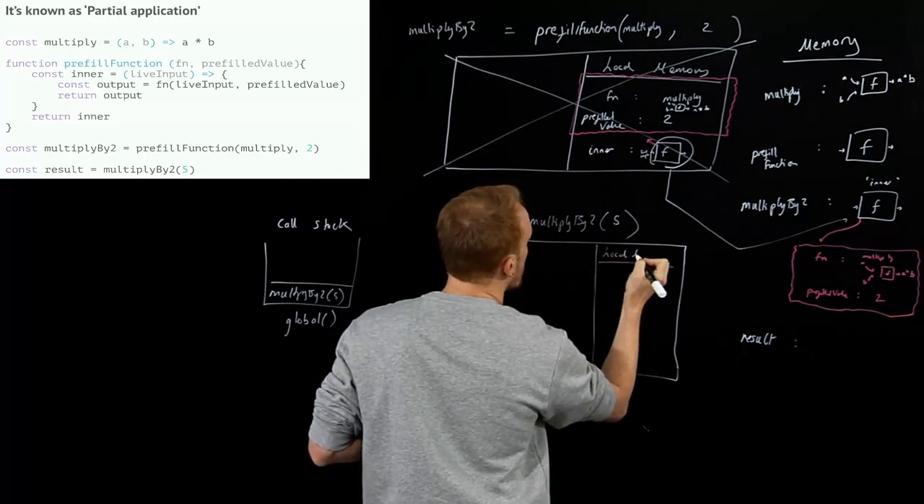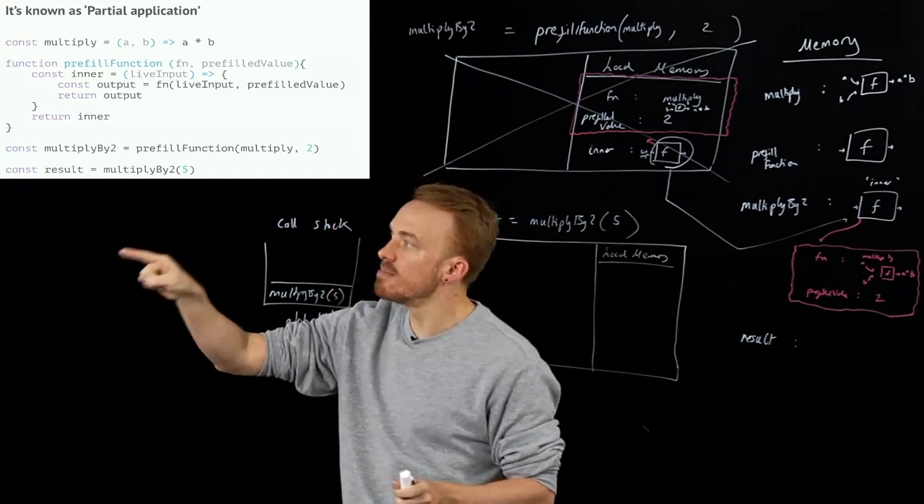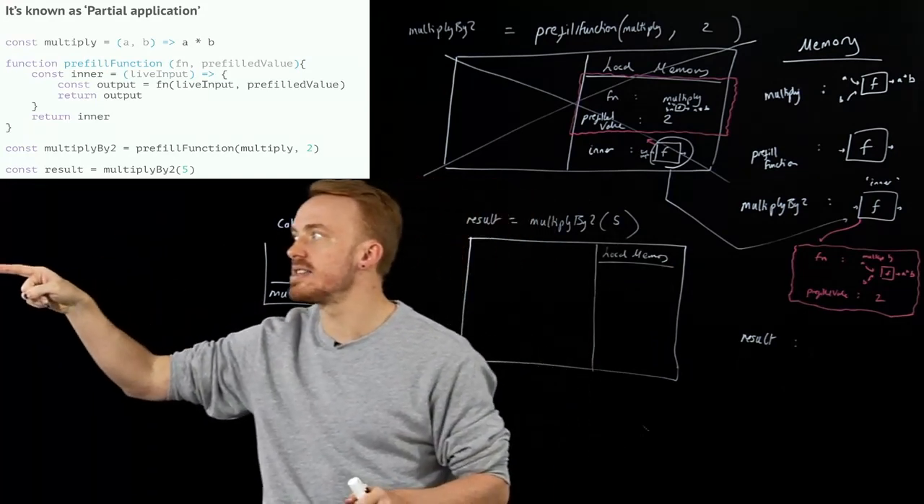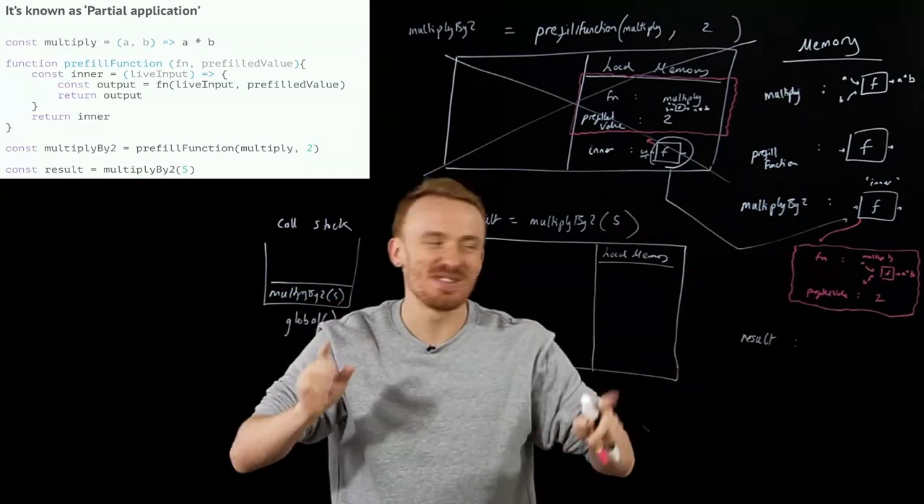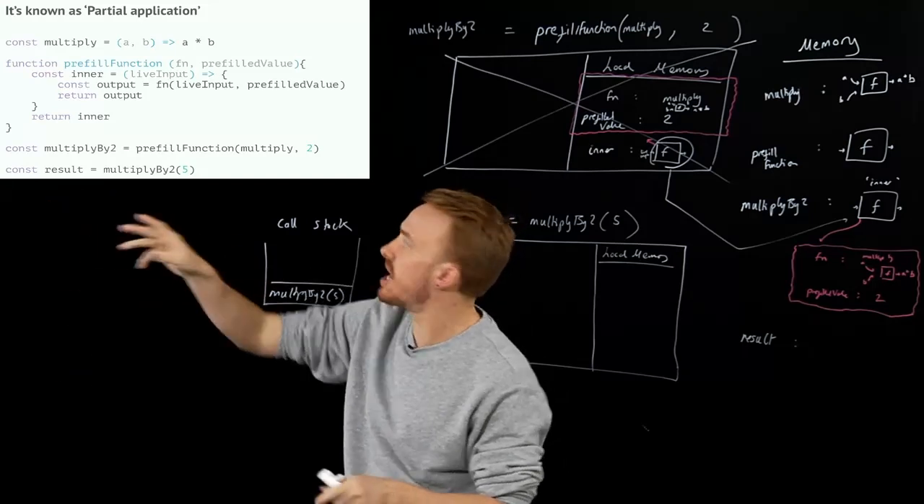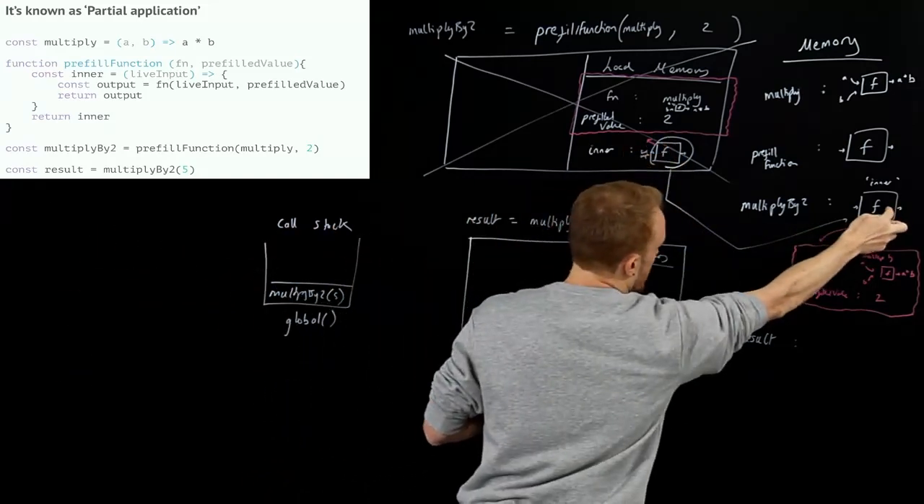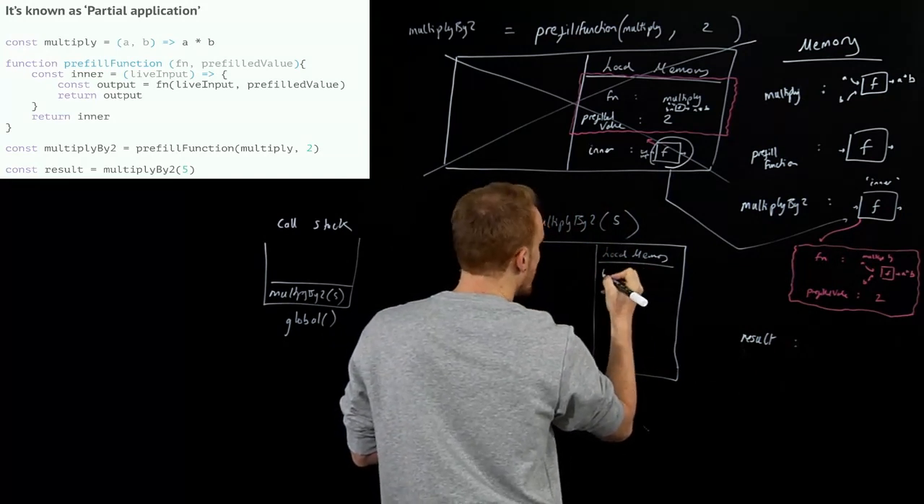What's the first thing, Michael, inside multiply by 2? Well, firstly, everybody, multiply by 2 was born as what function name? Everyone together? Inner. Well done. So Michael, when I run multiply by 2, I'm really running inner. I'm not going back up. I literally returned its code out. There it is. And what is the parameter? The live input. Live input.